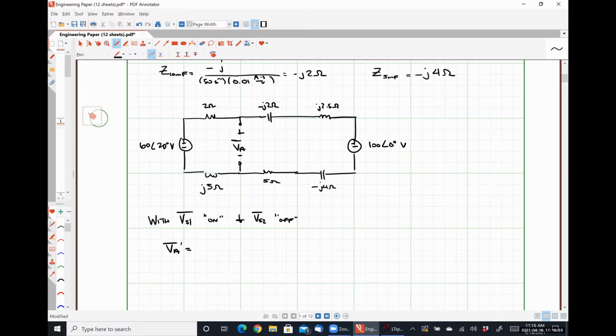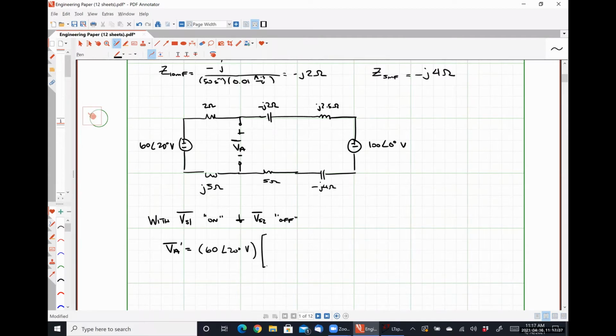So with this guy shorted out, VA is just the voltage drop over this guy in series with this guy, in series with this guy, in series with this guy, which is just a portion of the total series resistance seen by our 60 angle 20 degrees voltage source. So to me, this looks like I'm going to have 60 angle 20 degrees volts multiplied by a fraction. The denominator of this fraction is the total series resistance seen by the voltage source.